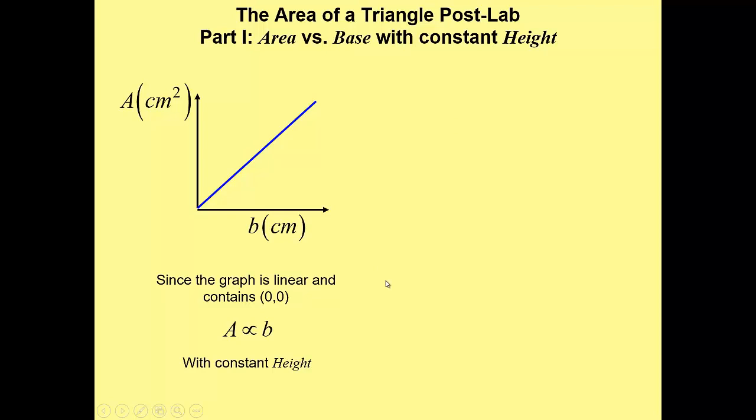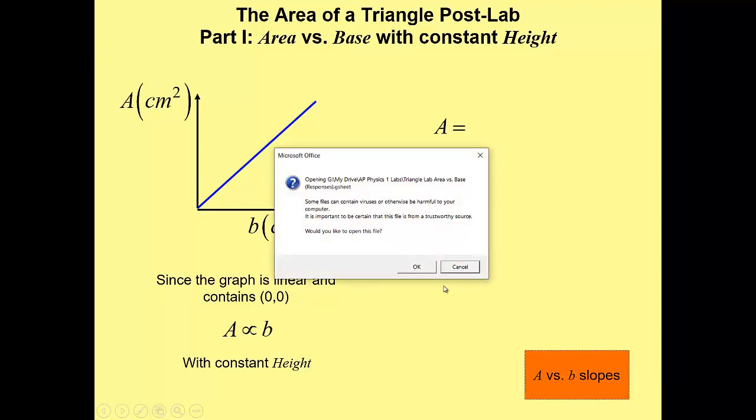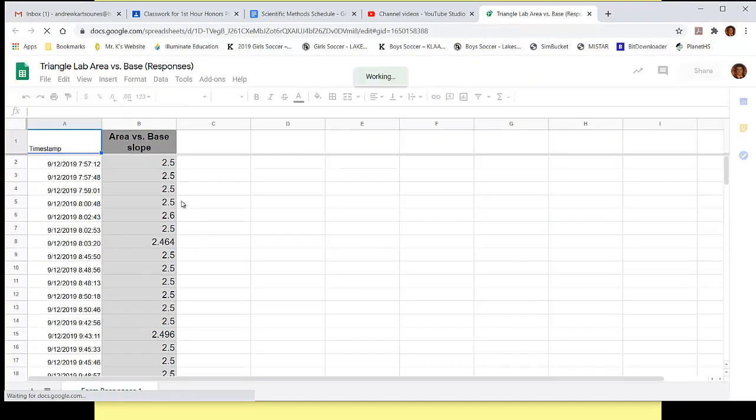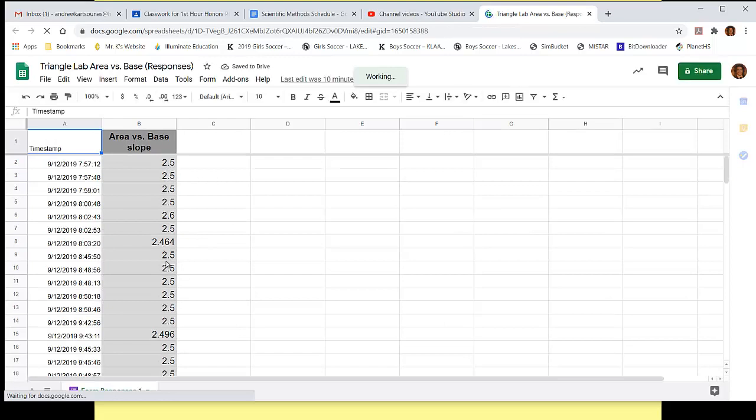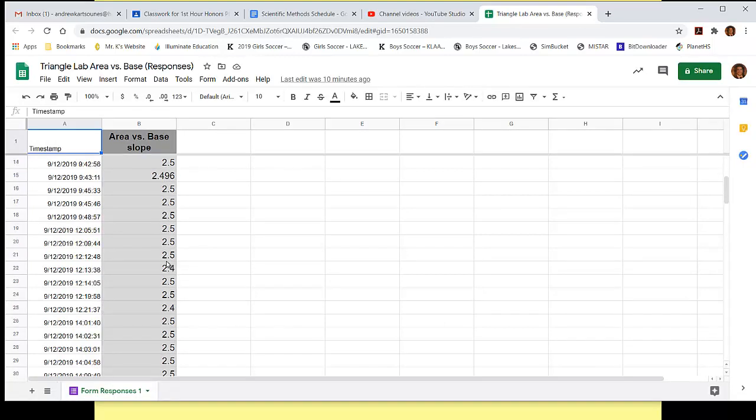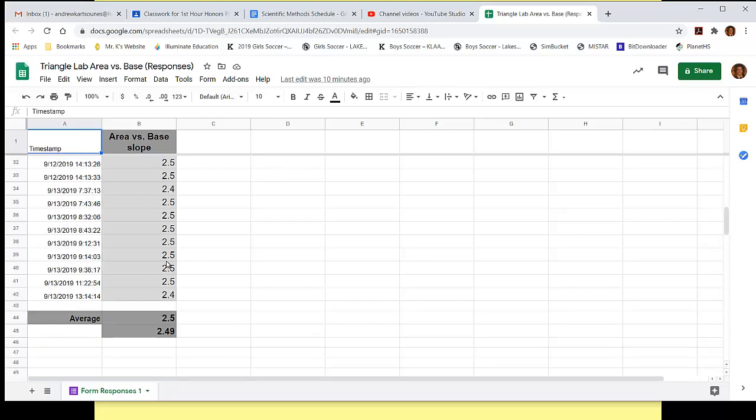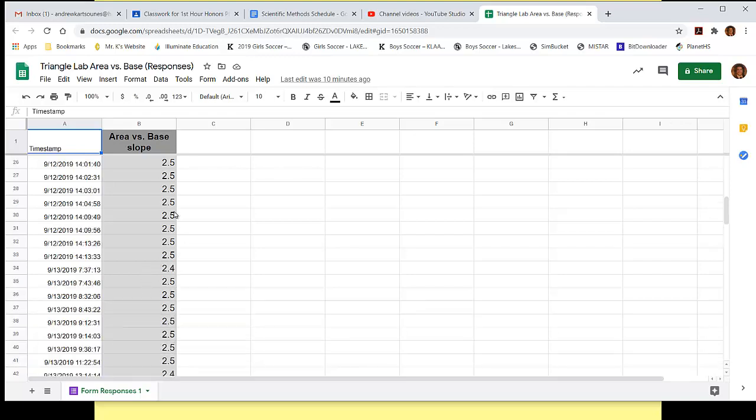So if we use y equals mx plus b, our y variable is going to be the area, or capital A. That equals our slope. If we check out the slopes, again, these are the slopes from a few years ago. But if you look at them, you'll notice they are all very, very close to one another. It's a little easier to do estimations in this case than it was in the circle area lab. Notice we do get some 2.4s and some 2.5s.